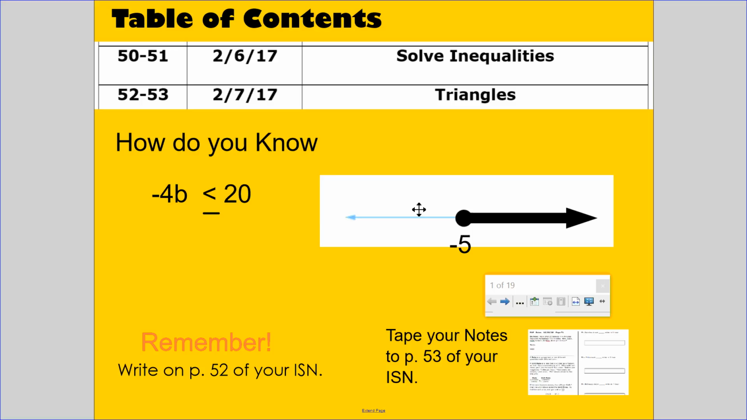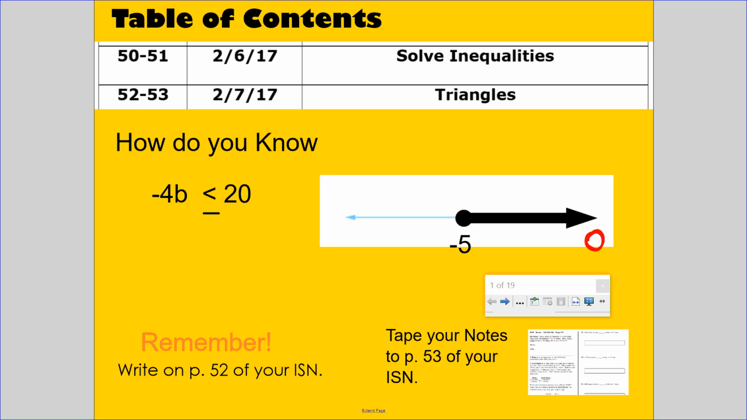Negative 4b is less than or equal to 20. So this is the graph. Let's take a test. 0. Is 0 greater than negative 5? It is. So if I multiply negative 4 times 0, 0 is less than or equal to 20. So I know that this graph is correct.